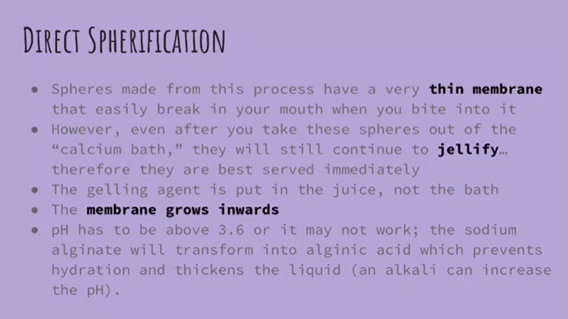And lastly, the pH has to be above 3.6 or it might not work. And this basically refers to the juice. The pH has to be above 3.6. It can't be too acidic. And there are things you can do to get around this, but some people like to use reverse spherification because it has less negatives and it's kind of more versatile, and I'll explain that in the next slide.